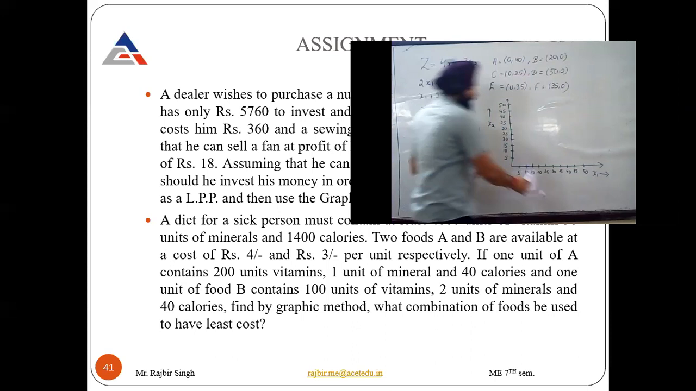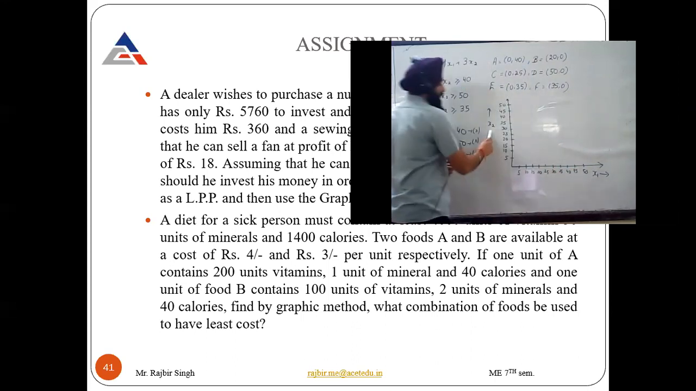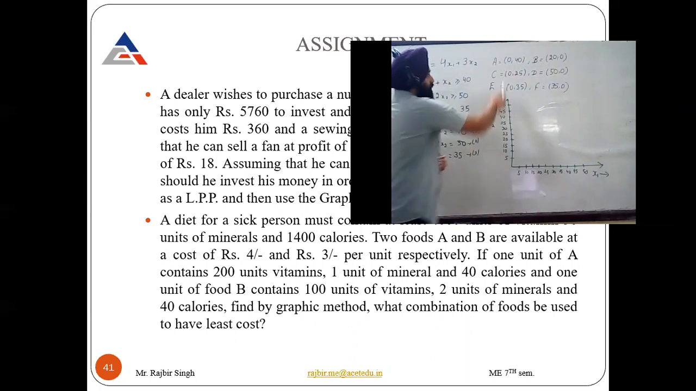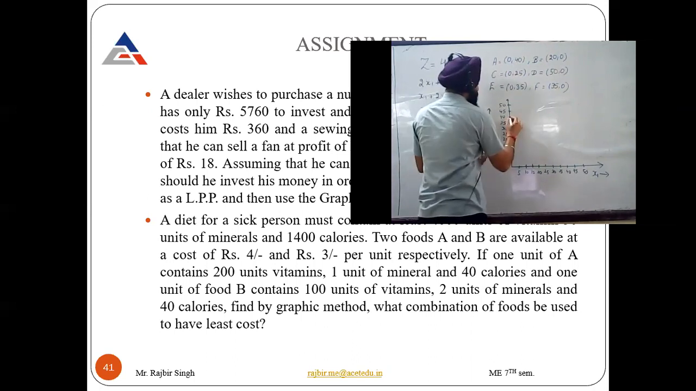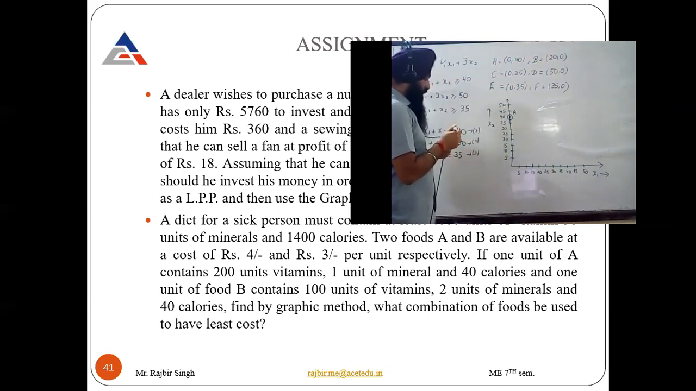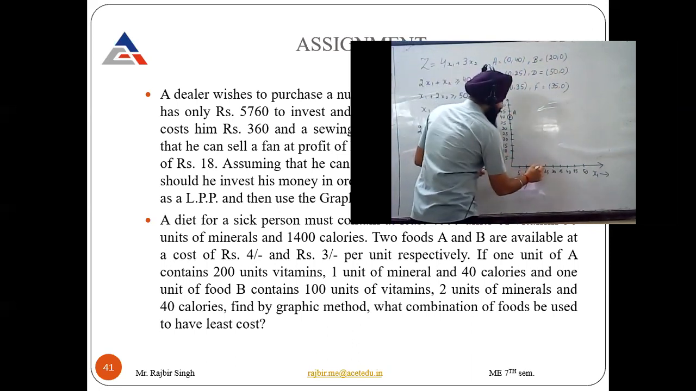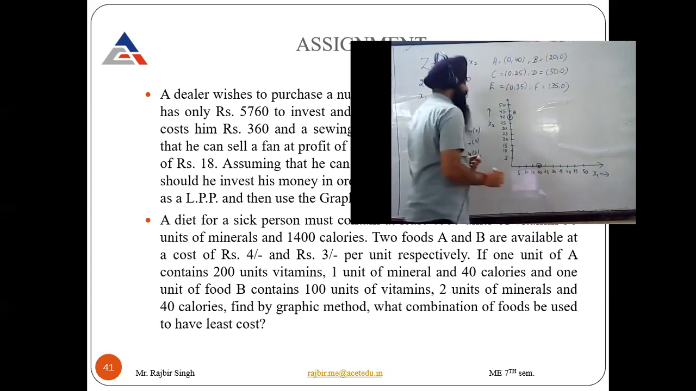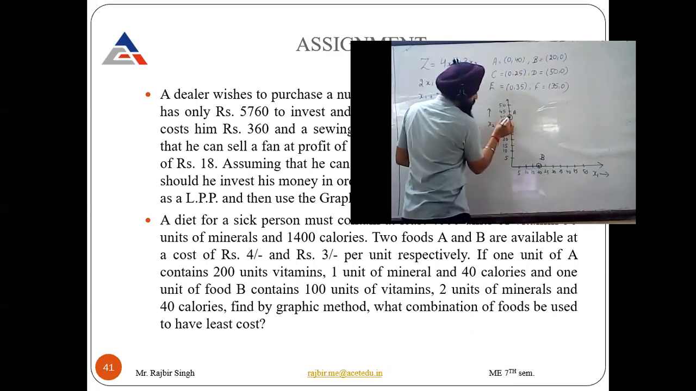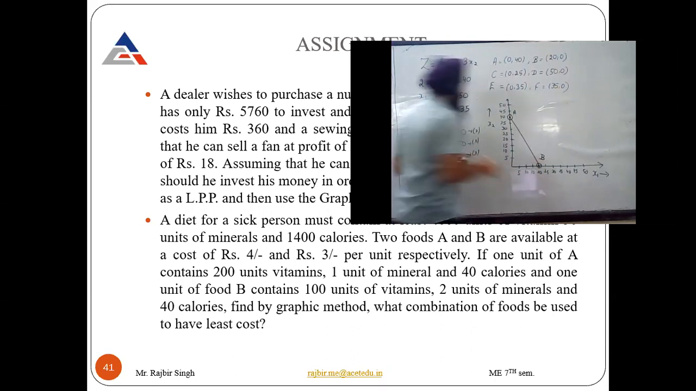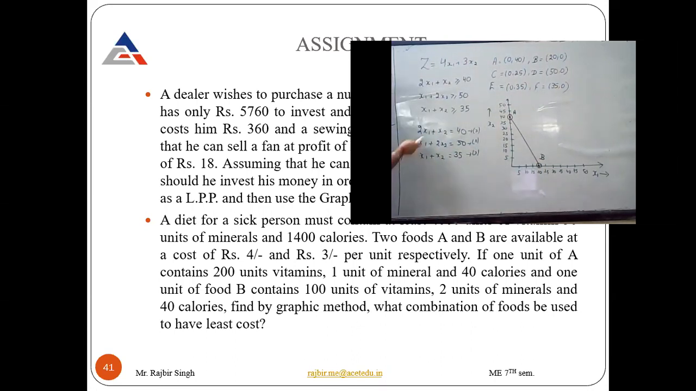So first of all, take x1 along the x-axis and x2 along the y-axis. So the first point is 0 comma 40. The value of x1 is 0 and the value of x2 is 40. So this is point A. The second point is B, 20 comma 0. Here the value of x1 is 20 and the value of x2 is 0. So this point will be B. So join A with B. The line AB represents equation number 1. It is 2 into x1 plus x2, and this will be equal to 40.